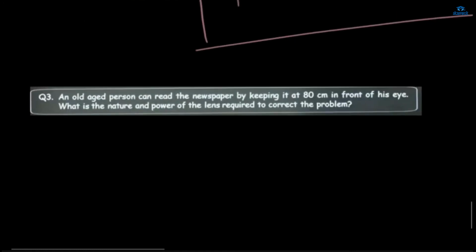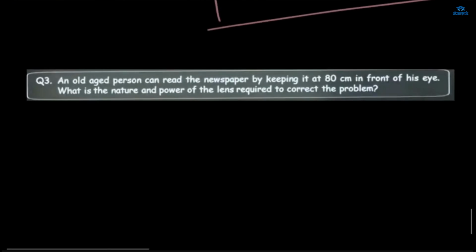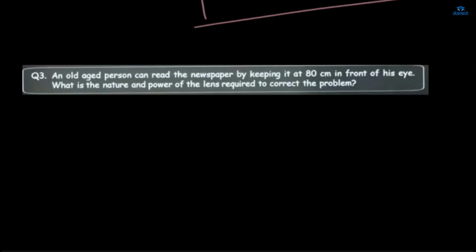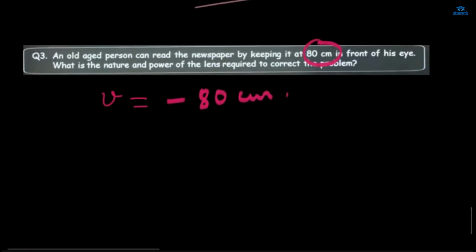So an old age person means hypermetropia. The question is talking about hypermetropia. An old age person can read the newspaper by keeping it at 80 centimeter in front of his eye. We already have discussed that V will be the given, and it will be negative, without thinking anything. V is equal to minus 80 centimeter. What is the nature and power of the lens?